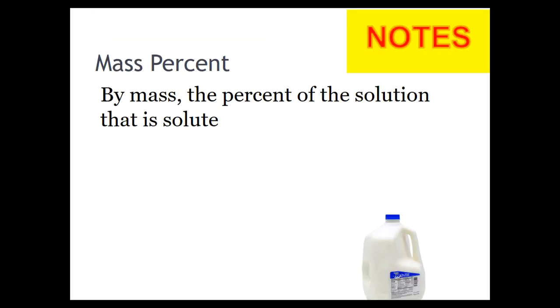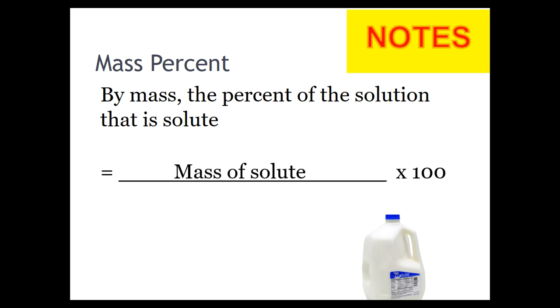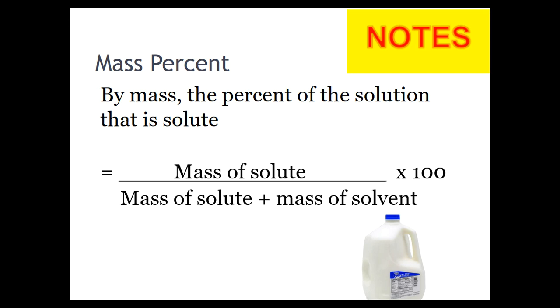Things we need notes on. There's this thing called mass percent. It's pretty straightforward. You take the percent by mass of a solution that is solute. The calculation would be, you take the mass of the solute and divide it by the mass of the solute plus the mass of the solvent. That's what usually people forget. You have to add the solute with the solvent because that makes the solution. So it's the solute over the entire solution times 100, and that gives you the percent by mass.